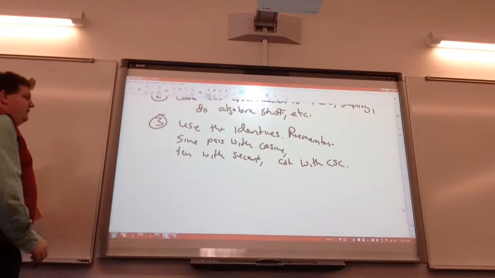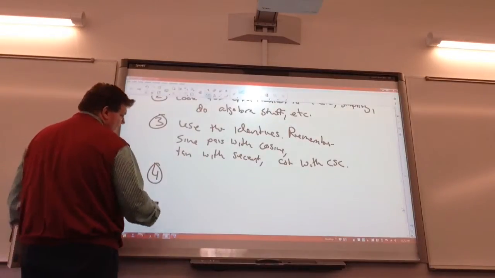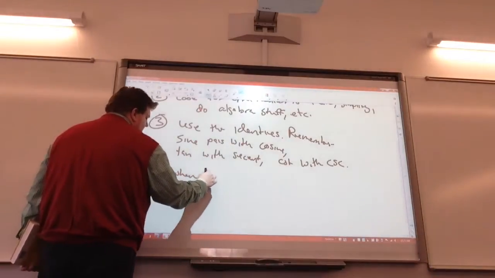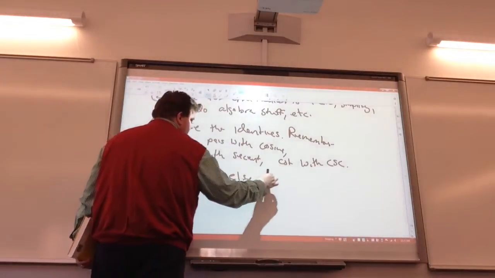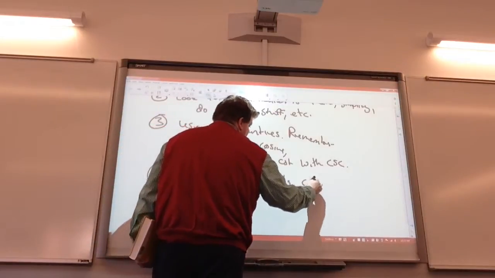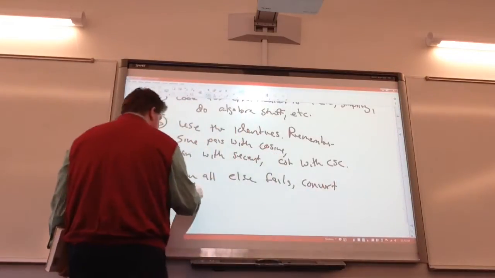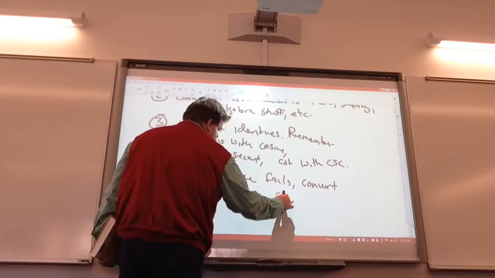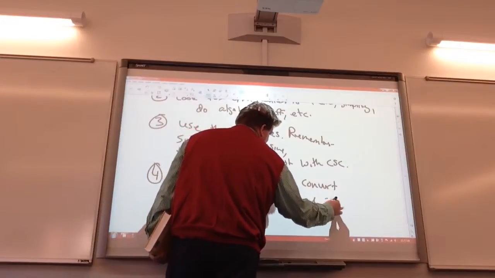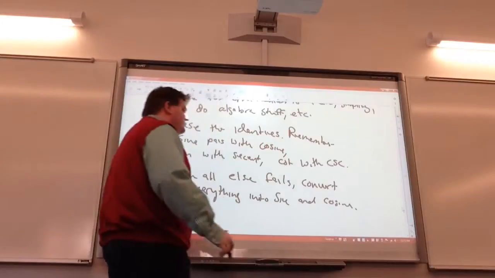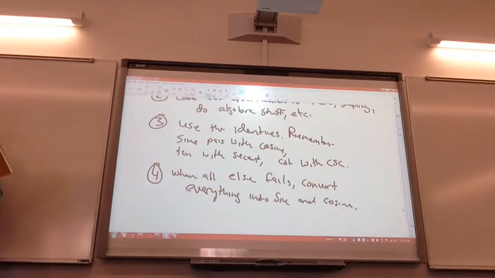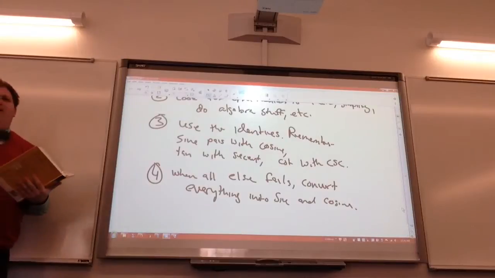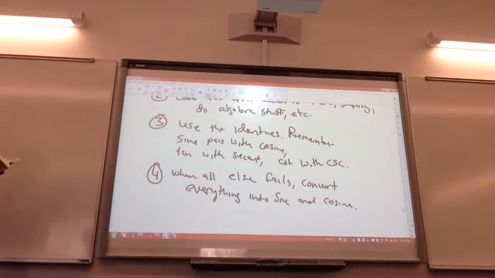And the fourth and final one, when all else fails, convert everything into sine and cosine. So if you basically run into a wall, you can't figure out what's going on, you don't know how to get side A to equal side B, just get really angry, throw everything down and say, screw this all, it's time to make it all sines and cosines. And then go from there. Okay?